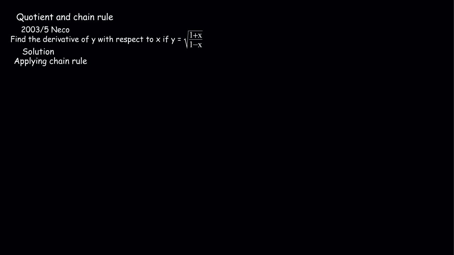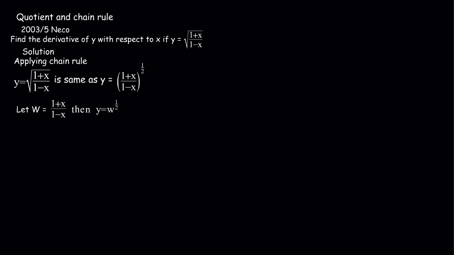Our final example states that find the derivative of y with respect to s if y is equal to the square root of 1 plus s divided by 1 minus s. Now, applying chain rule, y equals the square root of 1 plus s divided by 1 minus s is the same as y equals (1 plus s divided by 1 minus s) raised to the power of half. Let w be equal to 1 plus s divided by 1 minus s. Then y will be equal to w raised to the power of half.